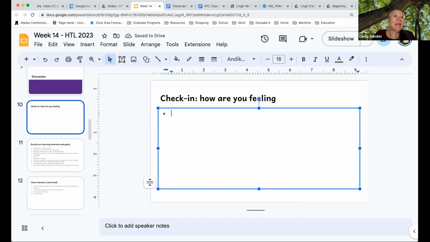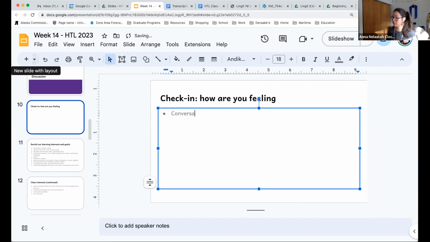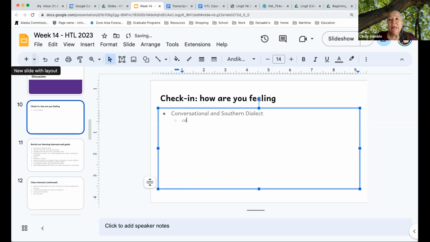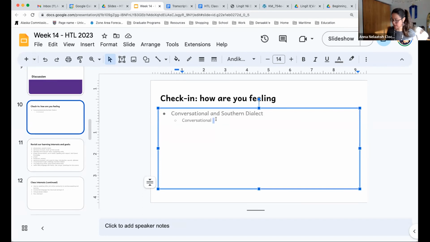My goals were, if I remember them right, to learn more about the conversational aspect of our language, and to learn more of the Southern dialect. I don't think we've learned a lot about the Southern dialect, but the conversational piece, the resources you have given, and just the practice in class, although stressful at times, has been great. So it's meeting my needs.